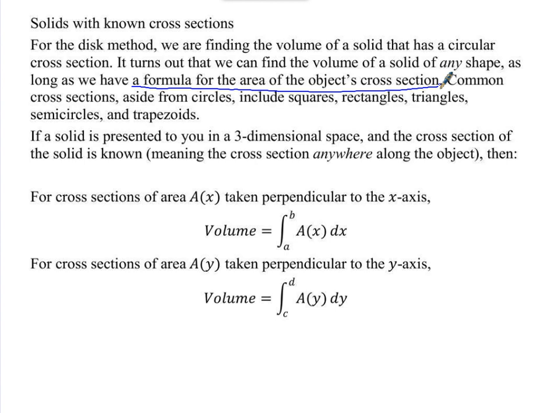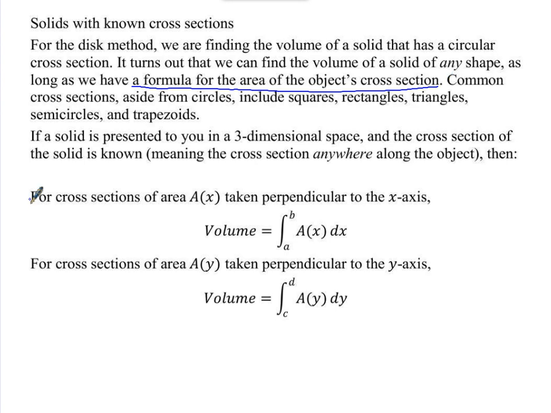If a solid is presented to you in a three-dimensional space, so it's just 3D, and the cross-section of the solid is known, meaning they tell you that the cross-section of the solid is a triangle or something like that, then that means the cross-section is known. So you could cut that object anywhere along that cross-section and see that shape. So you'd see a triangle, or you'd see a rhombus, or you'd see whatever.